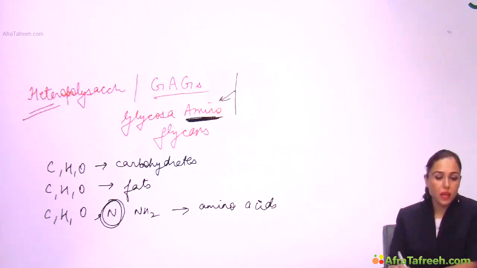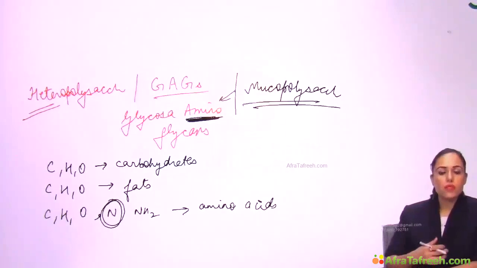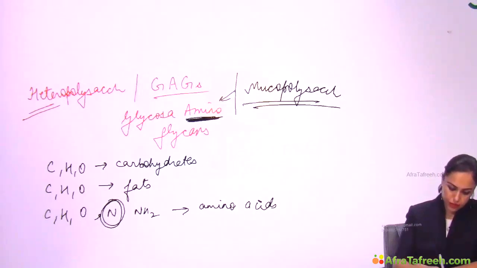Now, one more name: they are known as mucopolysaccharides because they are found in mucus secretions, because they have a role in lubrication and cushioning effect. So, mucus secretions.